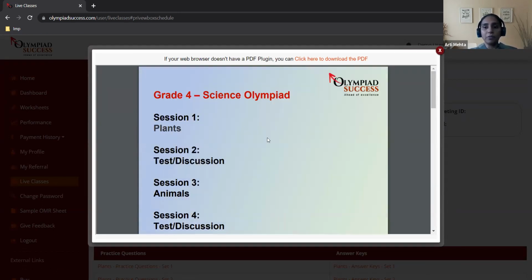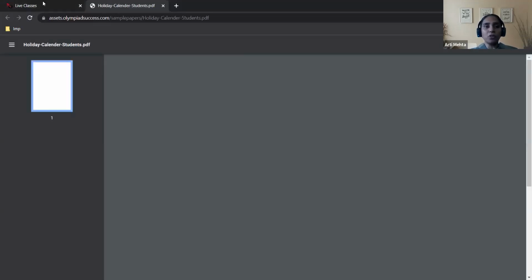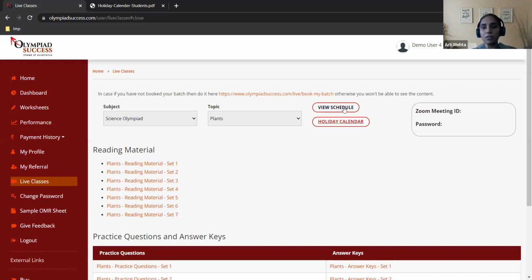And then finally we have the holiday calendar over here. The days on which we won't be conducting classes because of holidays are mentioned. And then here is the Zoom meeting ID and password. So here your meeting ID and password will be displayed.